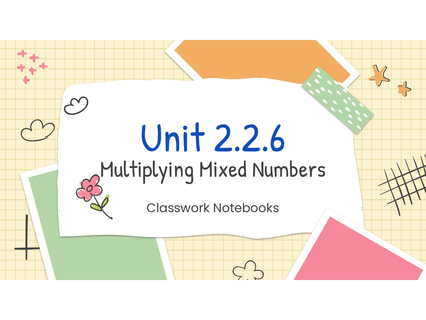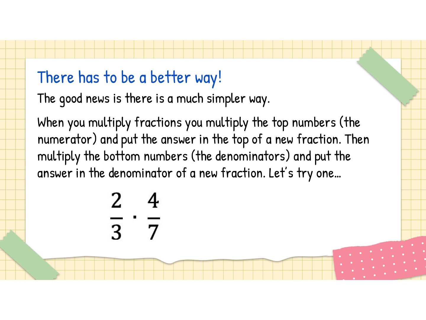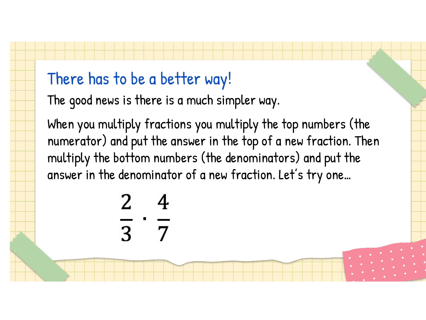So let's get started. Your learning target for today is that I can multiply fractions and mixed numbers. There was a slide that went before this, but I did delete it because it didn't make any sense. The good news is, when you multiply fractions, you multiply the top numbers, in this case the 2 and the 4, and you write your answer on the top of a new fraction. 2 times 4 is equal to 8, and then you do the same thing on the bottom, 3 times 7, and that's going to be equal to 21.